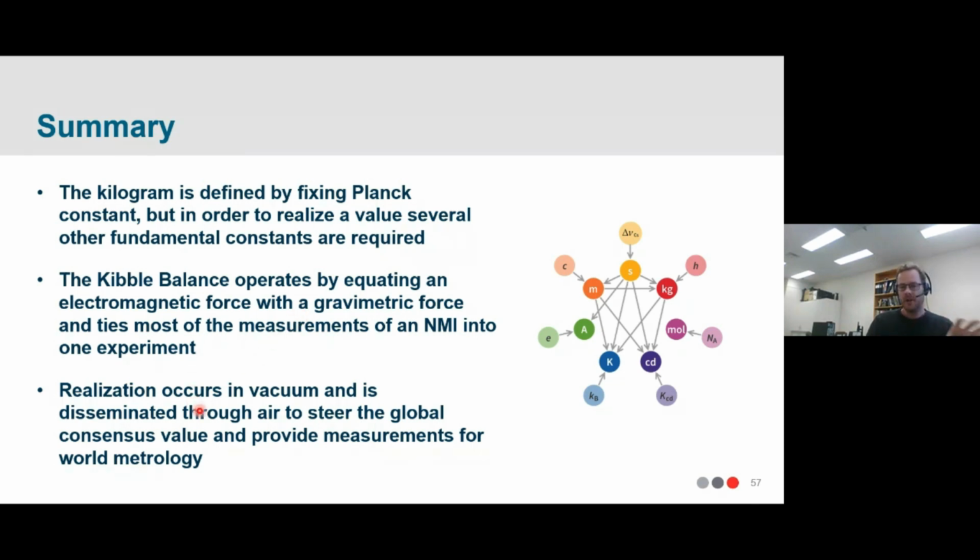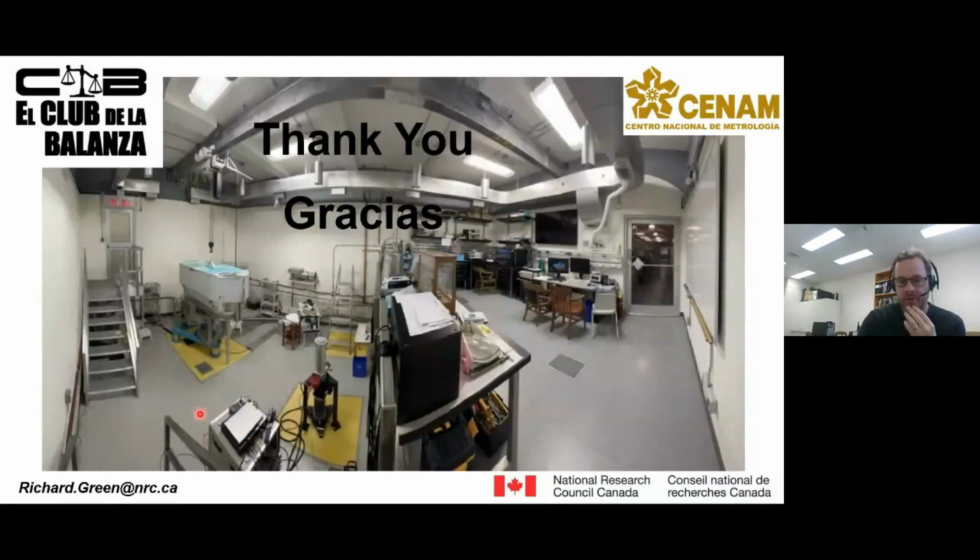And so realization occurs in vacuum, but we need to disseminate that out into the real world in air. So we have to compensate for the changes that occur between vacuum and air, and we do that using sorption artifacts.